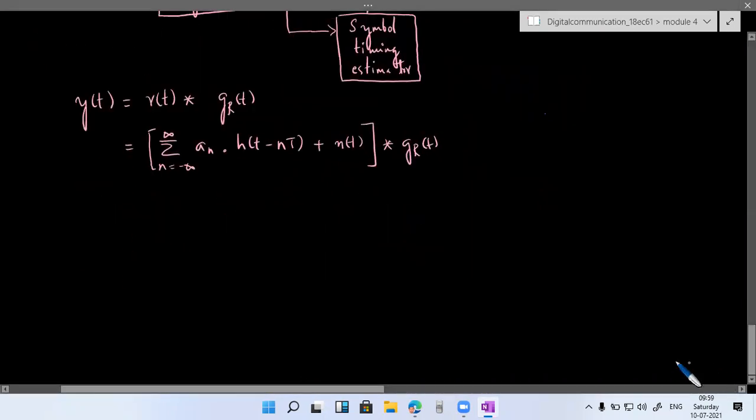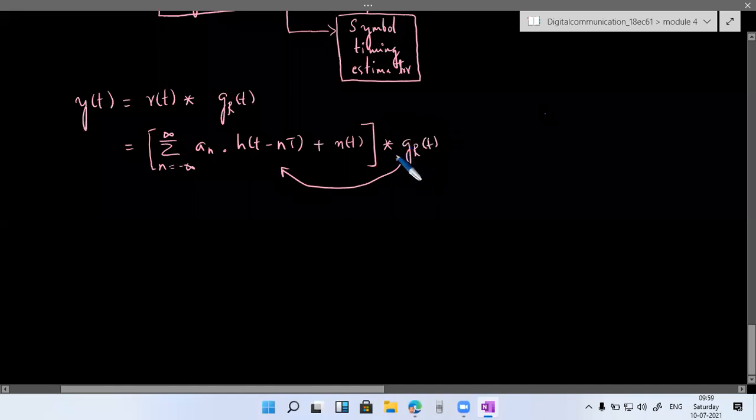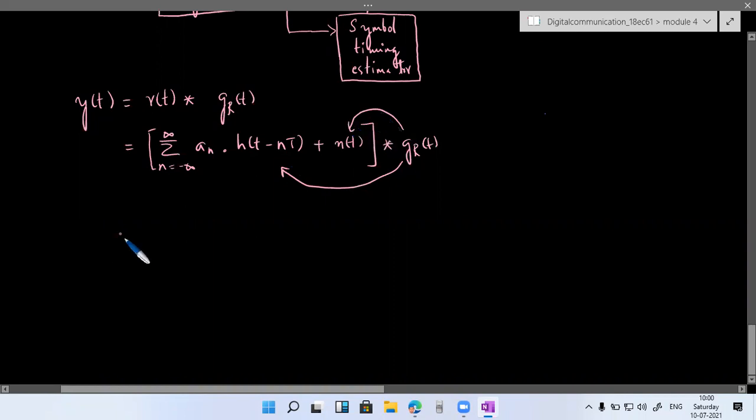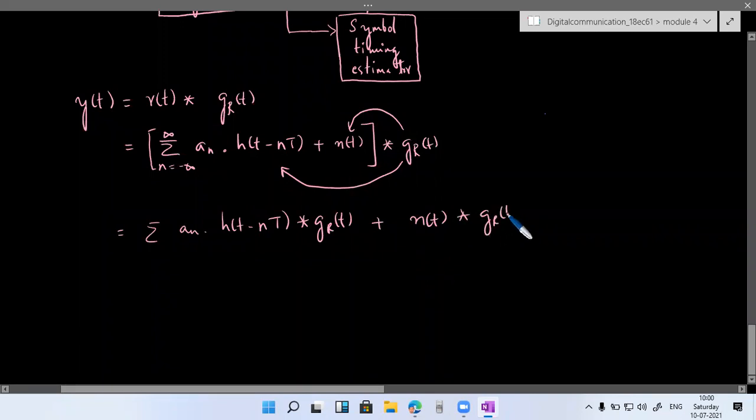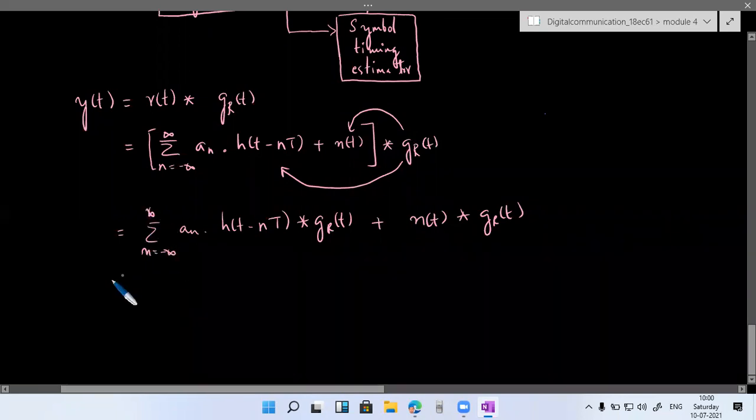Because this is a linear operator, g_R(t) gets associated with our first term as well as with our second term. So in turn we'll end up with a_n times h(t minus nT) convolved with g_R(t), plus n(t) convolved with g_R(t), where n starts from negative infinity to positive infinity. So this is the thing.